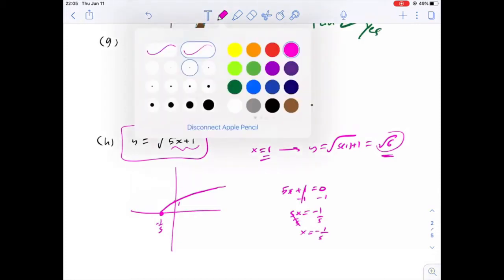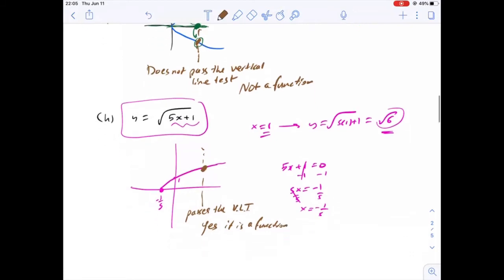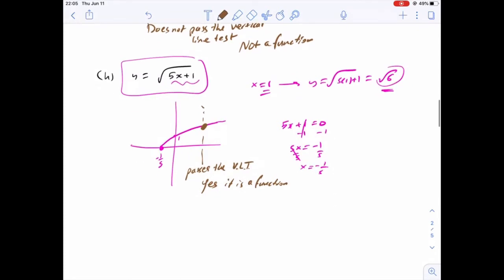Now, if we try the vertical line test, any vertical line will intersect the graph in at most one point. So it passes the vertical line test, VLT. So yes, it's a function. Now, look at this, this is a good example, the part h.